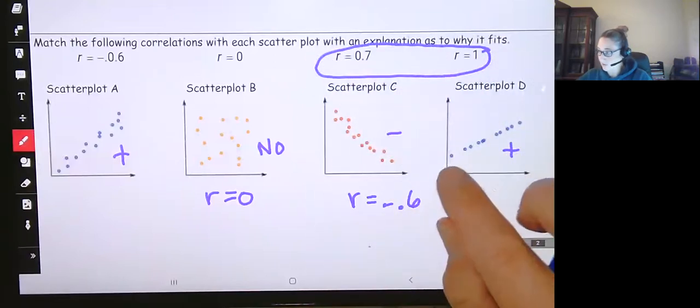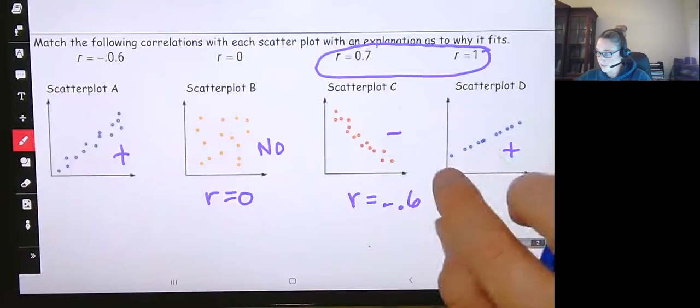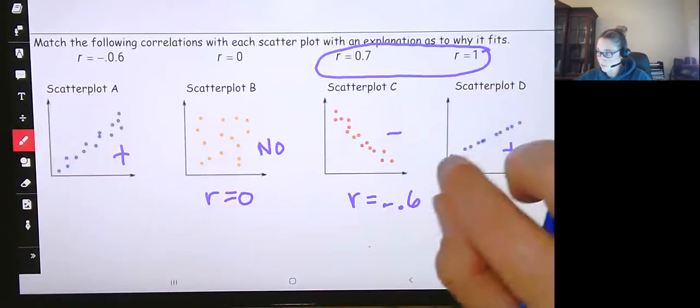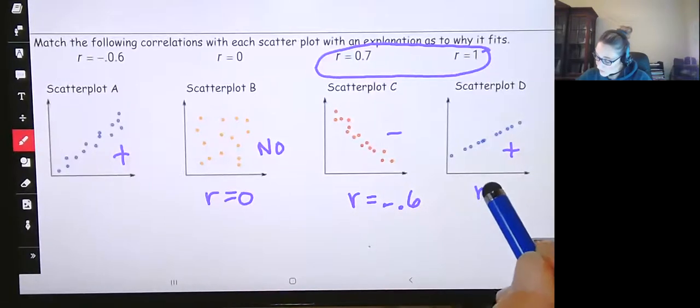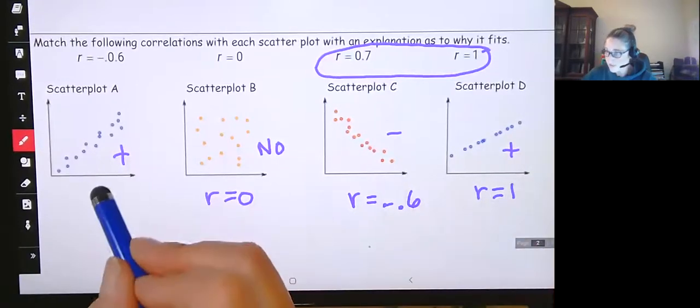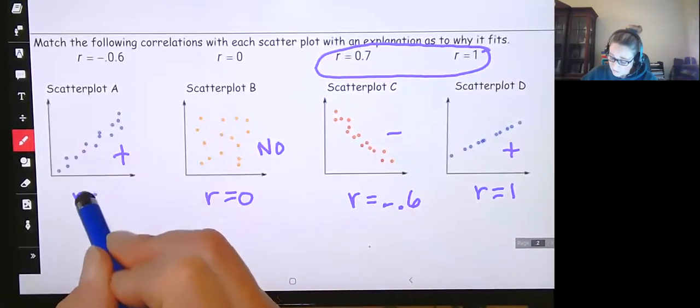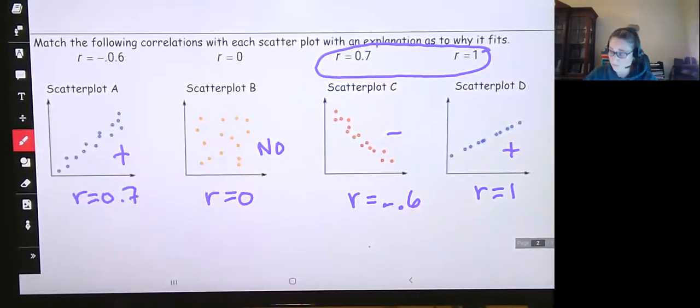Again, the stronger it is, the closer it is to 1. So this looks like these all form a perfect line. So this is going to be R equal 1. And then this one is good, but not obviously as strong as that. So that's going to be R equal 0.7. Okay, those are your correlation coefficients.